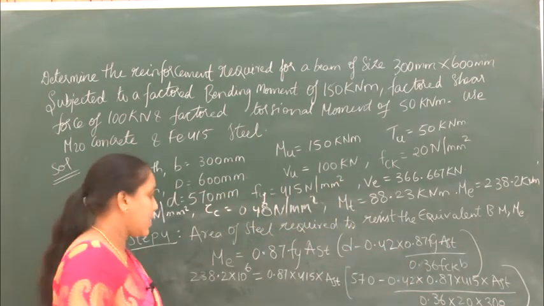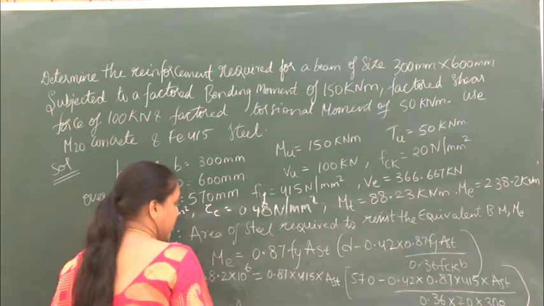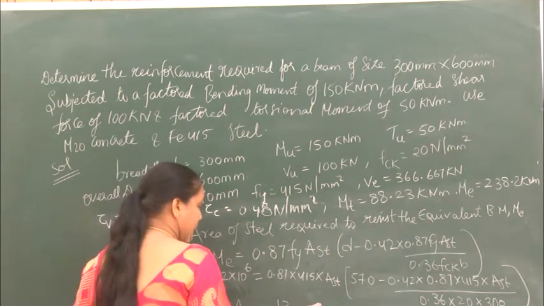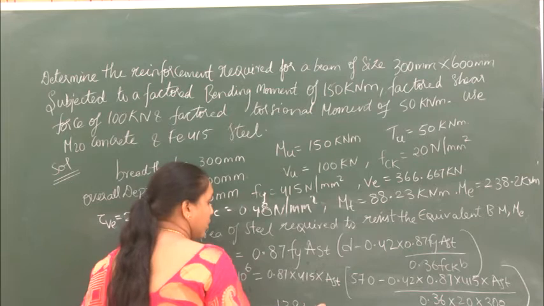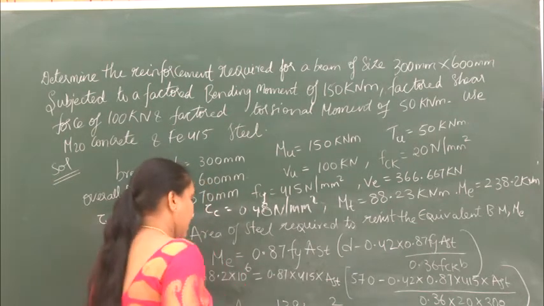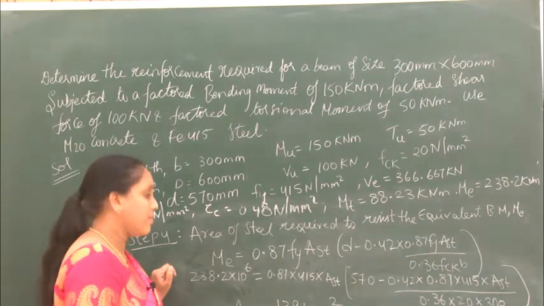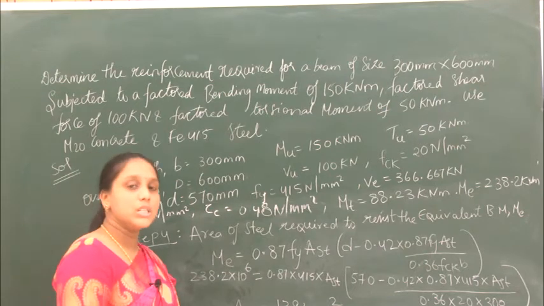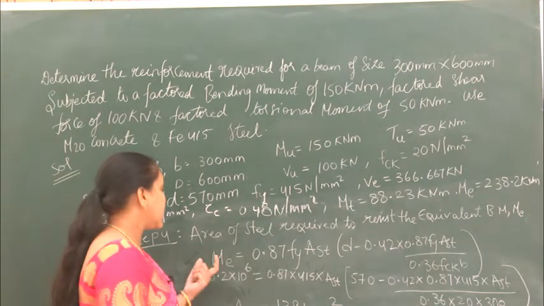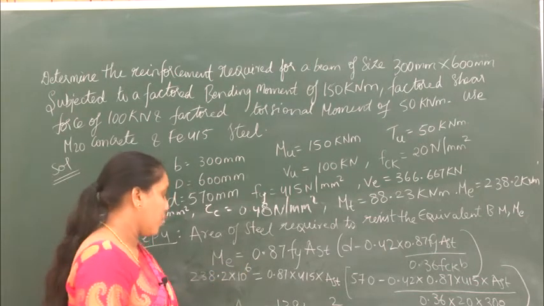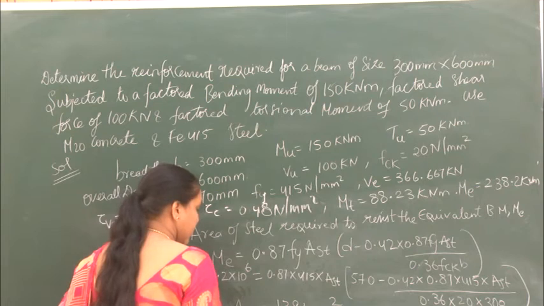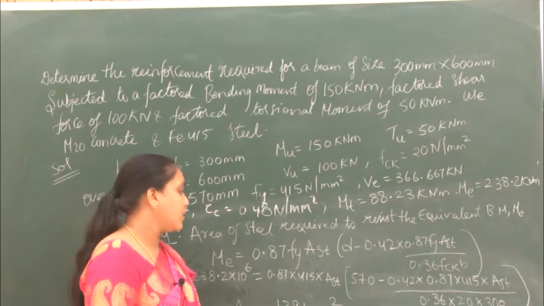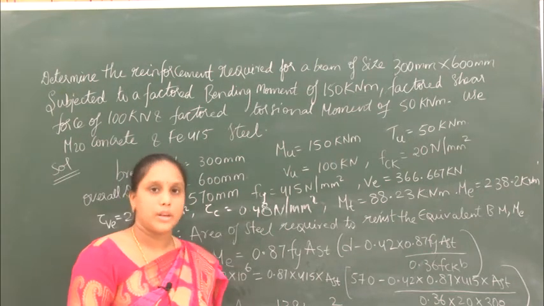So if you substitute all the values here and solve this particular equation, you will get a value of AST as 1394 mm square. So this is the area of steel which is required for resisting this equivalent bending moment. The required area of steel is 1394 mm square.